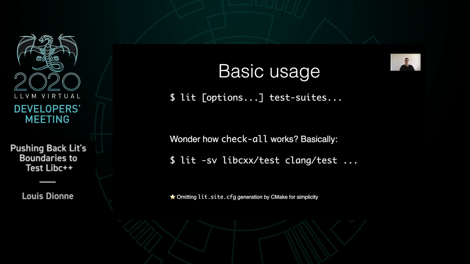So the basic usage of lit is to call lit, giving it some test suites, and test suites are basically just directories containing tests. When you're using something like ninja check-all, basically what happens under the hood is that we are calling lit with a bunch of test suites. So we'll say the Libc++ test suite, the Clang test suite, and so on, right? And then passing a bunch of options, of course. And here, notice that I am omitting a little bit of complexity. In reality, we're not using lit, we're using llvm-lit. It's not really important to understand the difference at this point.